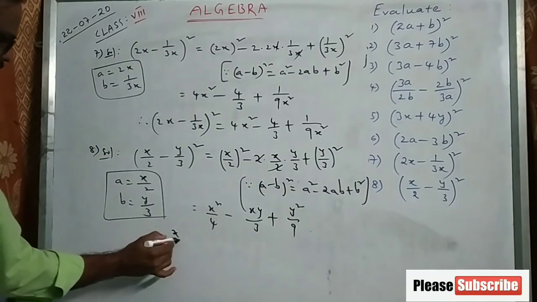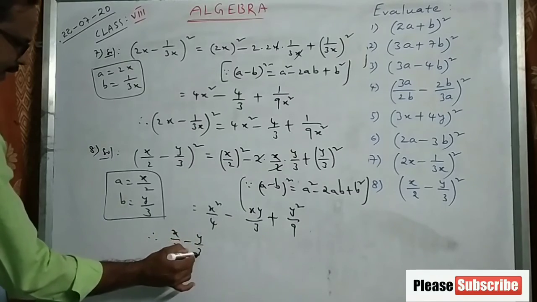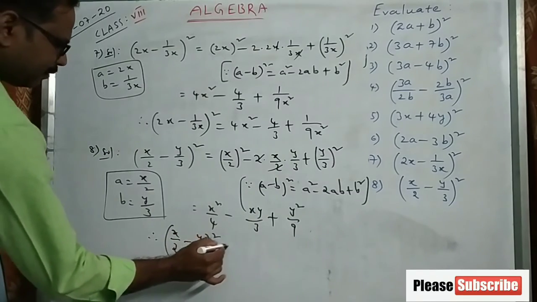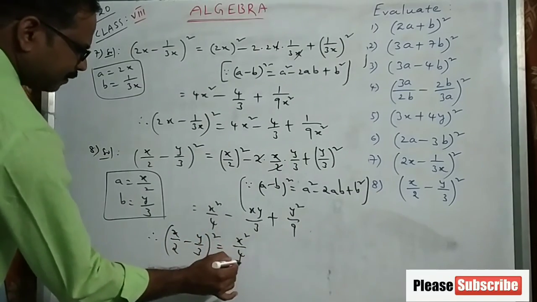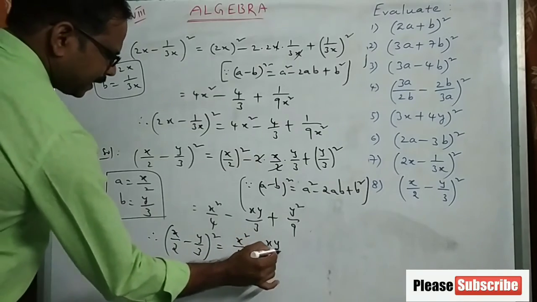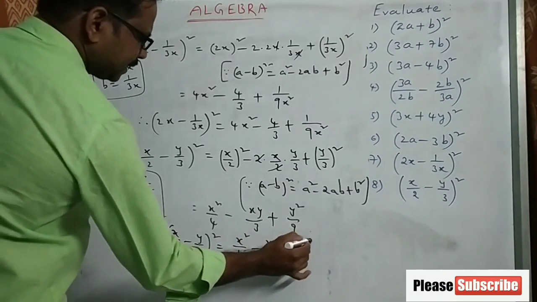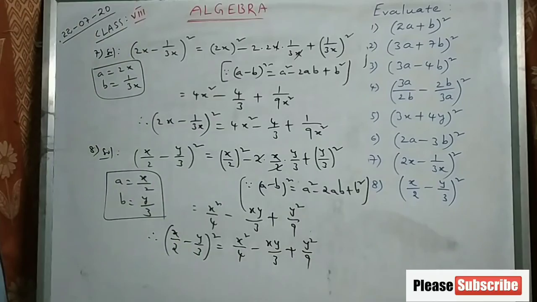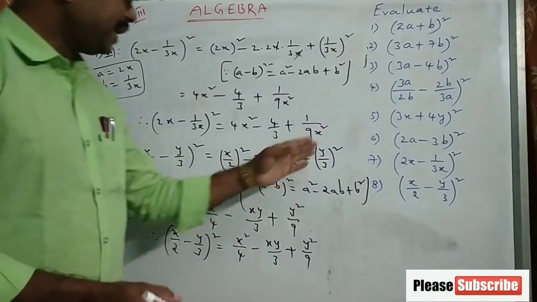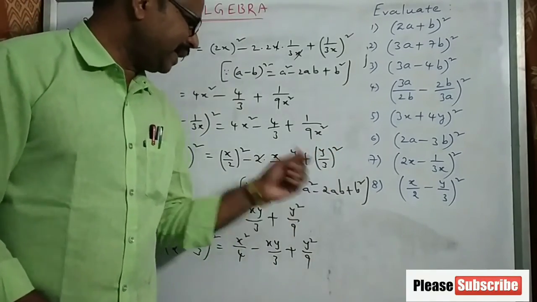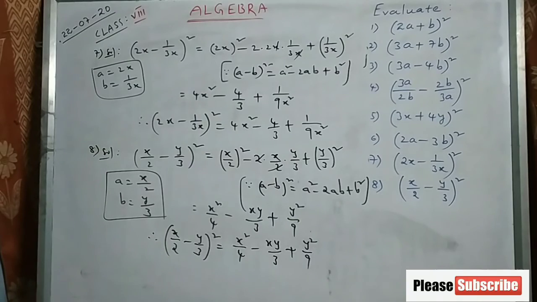Therefore, x by 2 minus y by 3 whole square equal to x square by 4 minus xy by 3 plus y square by 9. Because y by 3 into y by 3, y square by 3 3s are how much? 9. That is the end of solution.